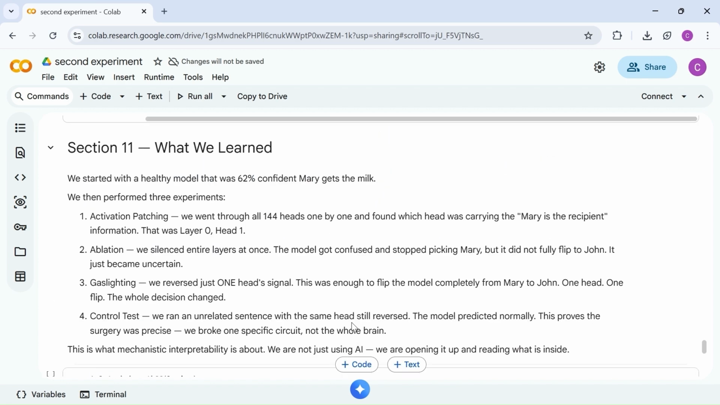So, what did we actually learn here? Or what did we actually do in this notebook? We measured the decision margin, we recorded the internal brain activity, located the responsible attention head, silenced or ablated it, reversed it or flipped the decision, and verified the rest of the model still works, or performed the sanity check. This is not correlation. This is intervention and causality.